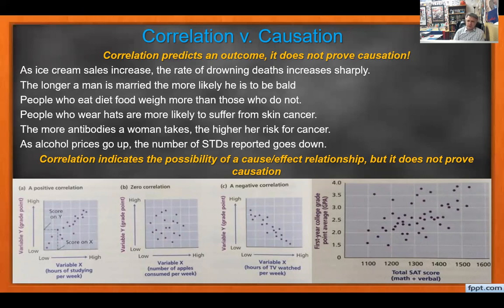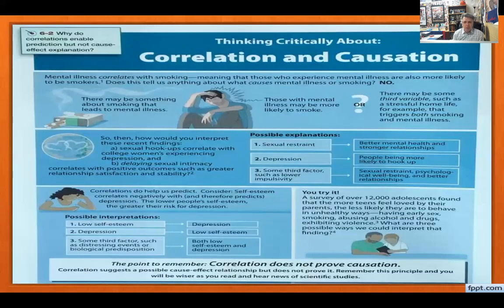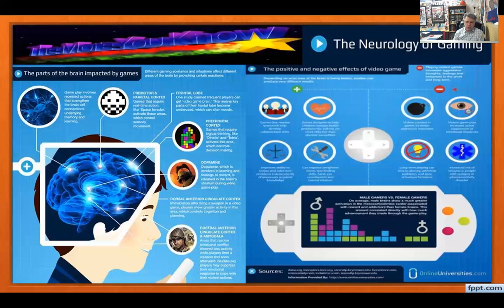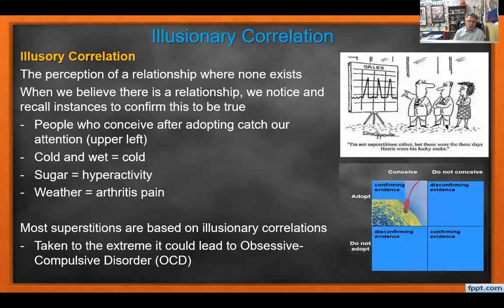As alcohol prices go up, the number of STDs reported goes down. There might actually be something. All right, so when we talk about correlation and causation, there's another graphic right there that you can look at, and if you want to get other examples, they're all there for you. Feel free to pause and take a look. And again, more examples of correlation and causation and how that all works.